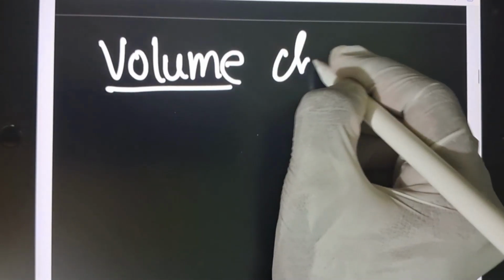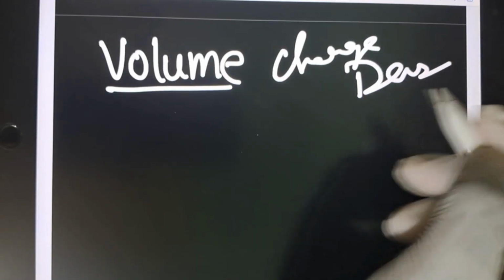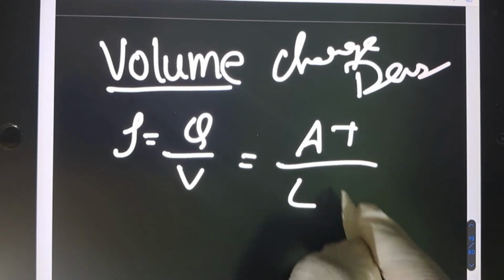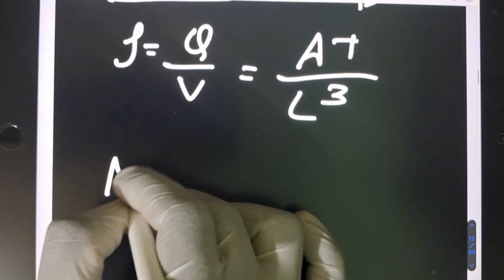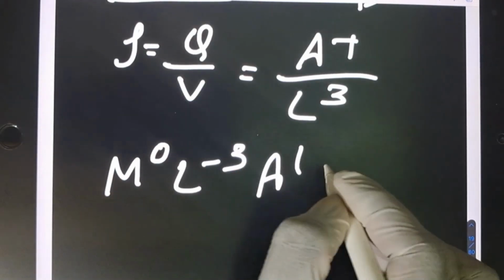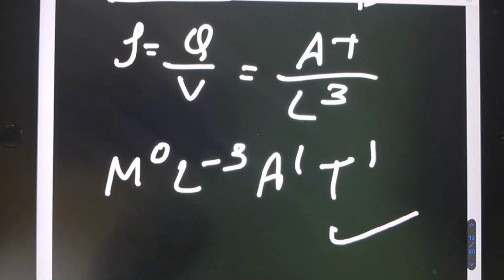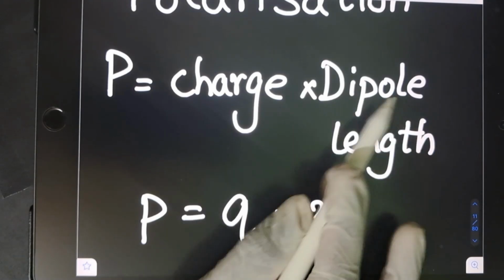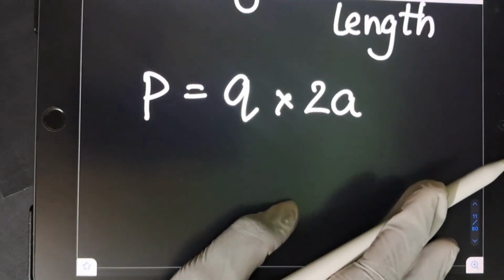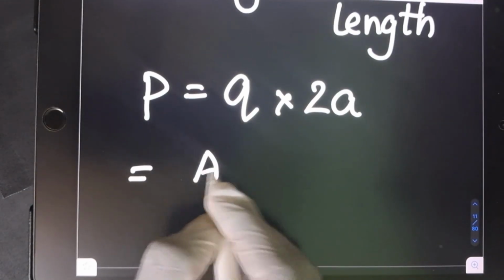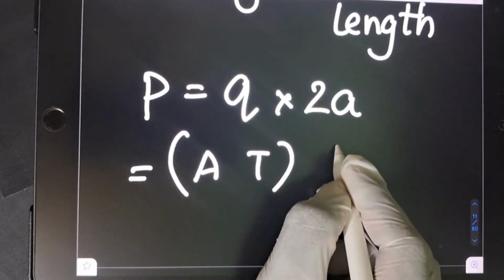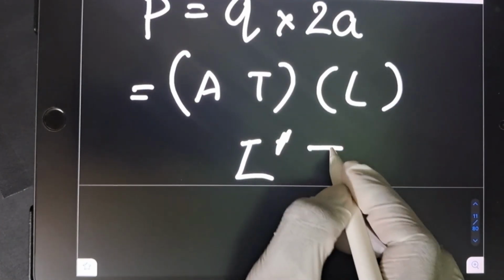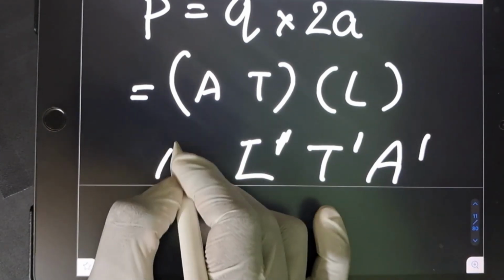Next, volume charge density. Rho is equal to charge by volume. So volume dimensional formula is L cube, length into breadth into height. A into T, charge, by L cube. M power 0, L power minus 3, A power 1, T power 1. To find the dimensional formula of polarization. Polarization P is equal to charge into dipole length, where charge is Q, A into T, current into time. Here length is L. So we get M power 0, L power 1, T power 1 and A power 1. Mass is 0.